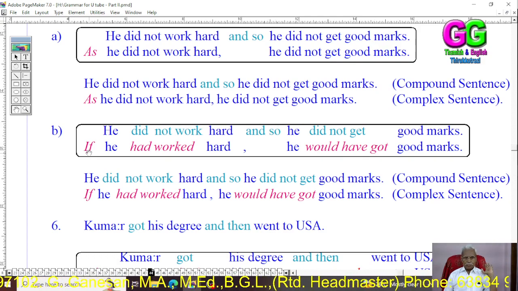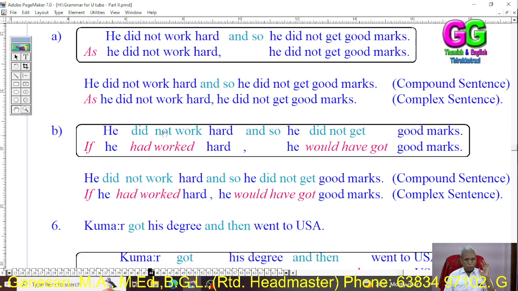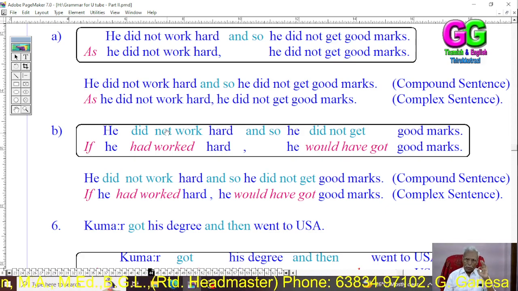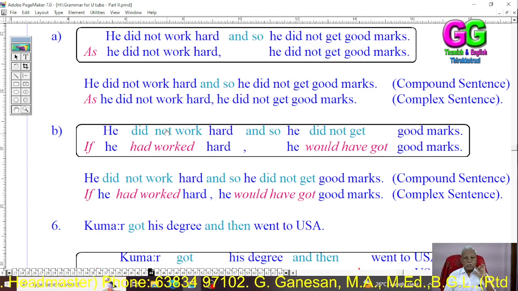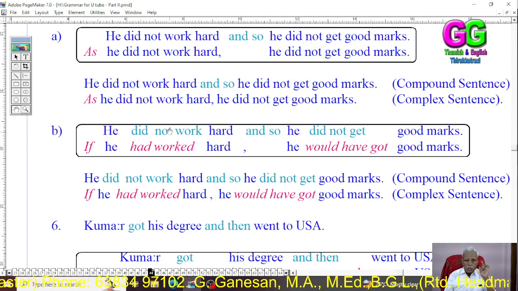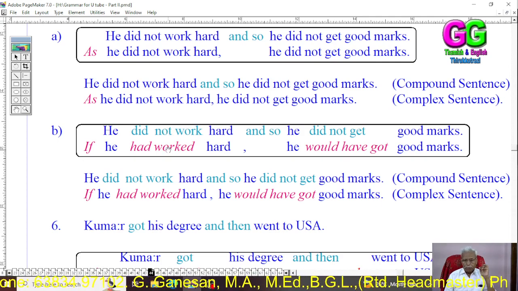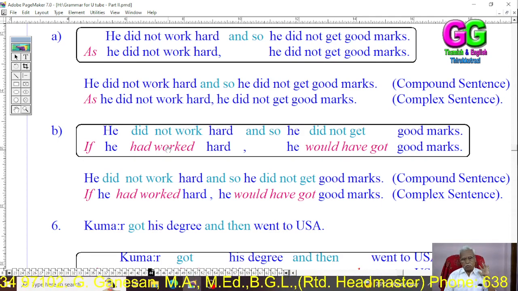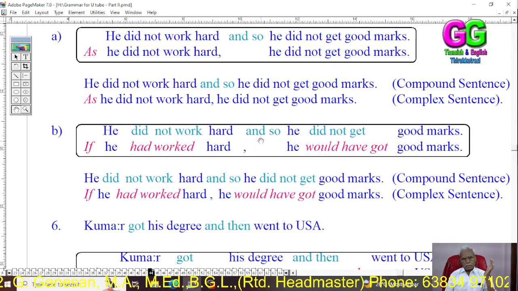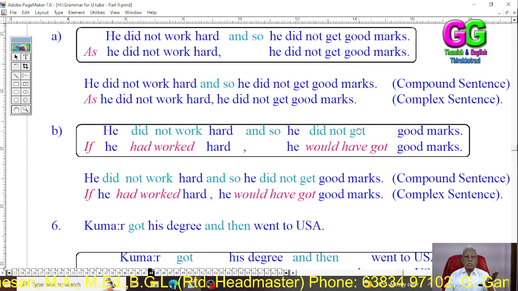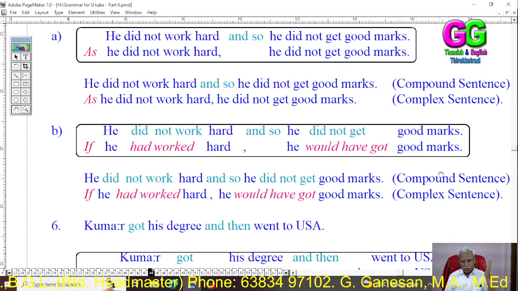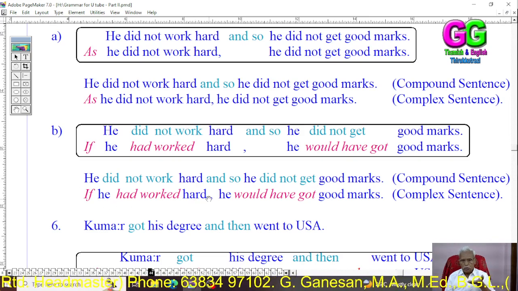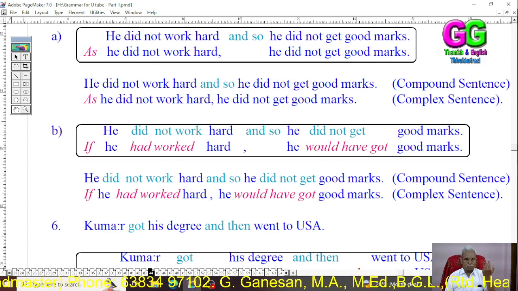And 'so' is replaced by the complex conjunction 'if'. As it is in simple past, when it is changed into a complex conditional clause, that is the if clause, you have to change the simple past into past perfect. Did not work, had worked. Then did not get, conditional clause: would have plus past participle. He did not work hard and so he did not get good marks. If he had worked hard, he would have got good marks. It is complex.